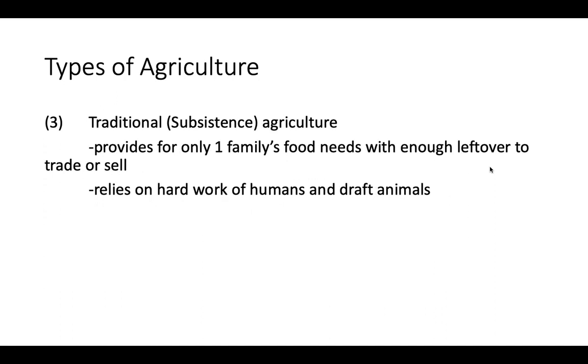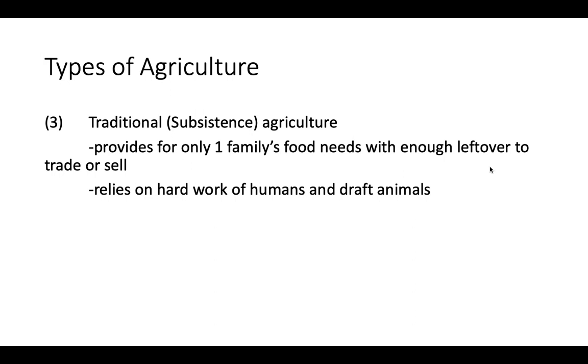And now the third one is traditional agriculture. It's also sometimes called subsistence agriculture. And this is going to be when only one family is basically growing things for themselves. So if you've got a family, they're like a simple farming family. They're just providing for their own food for their family. And generally, they want to have enough left over to where they can trade it or sell it to make sure that they are making some money in the household as well.